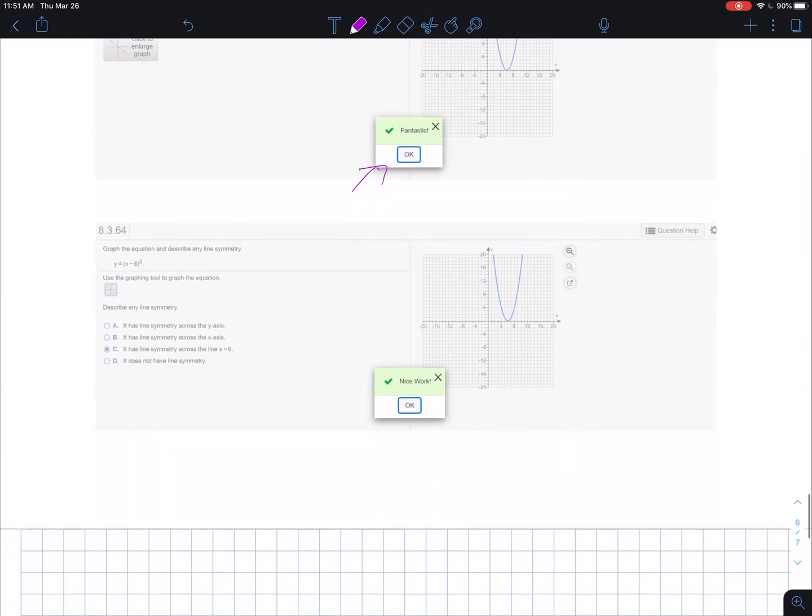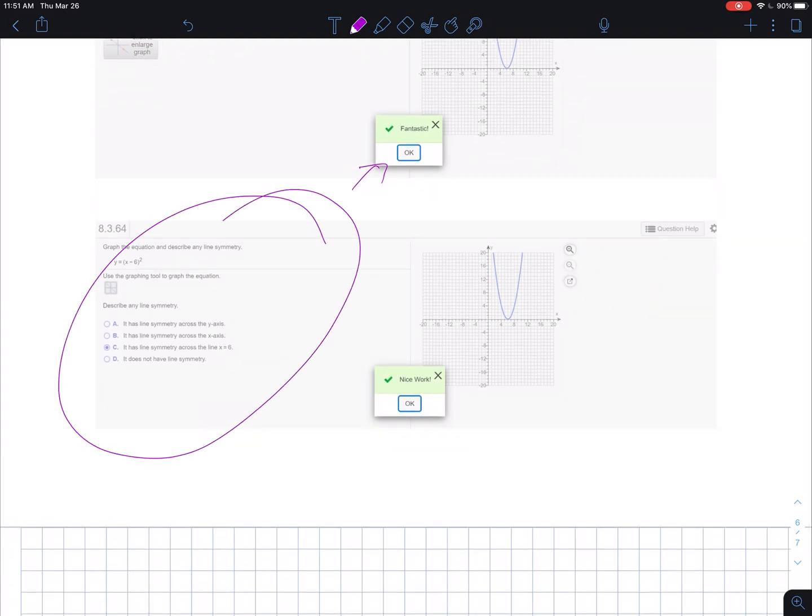Now, the funny part about this problem is the last part is actually the very first part we started with. So it was easy to see that the line of symmetry was at x equals 6. So I hope this helps.